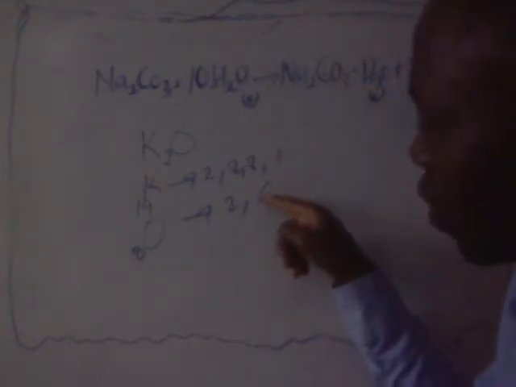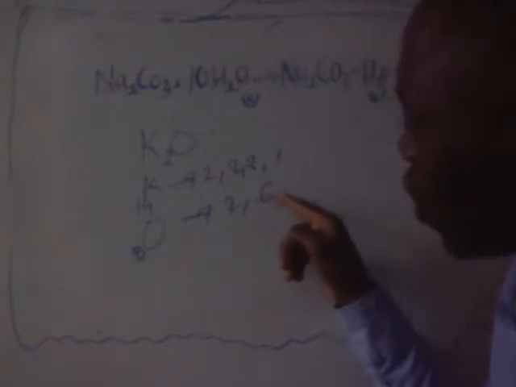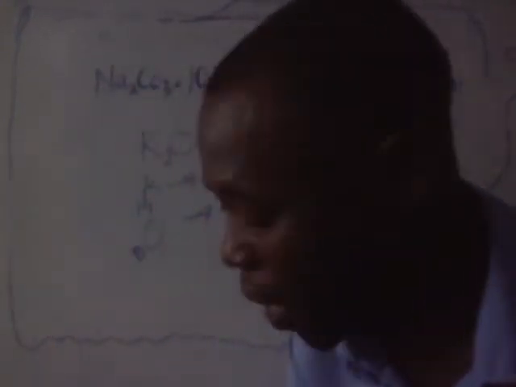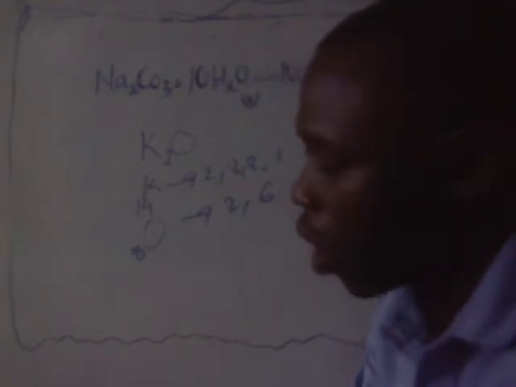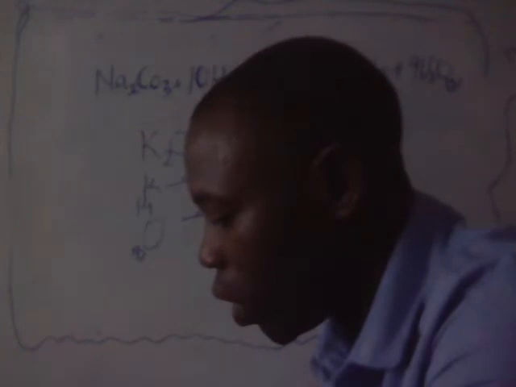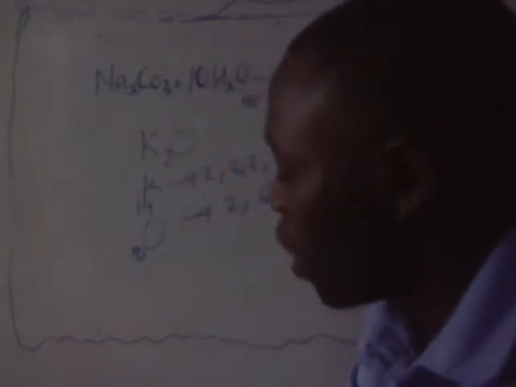Oxygen has 6 electrons in the outermost shell, so it needs 2 more electrons to become an octet, to become 8. So it will accept those 2 electrons from the neighboring element, and the neighboring element there is potassium.